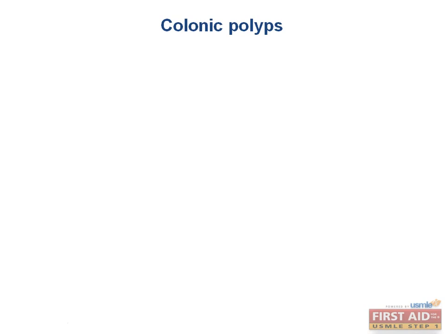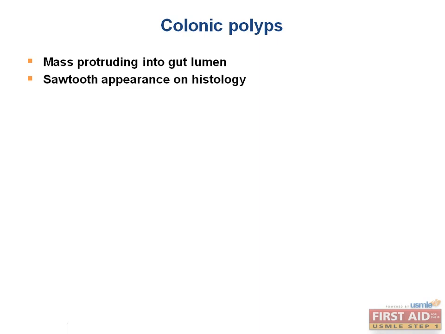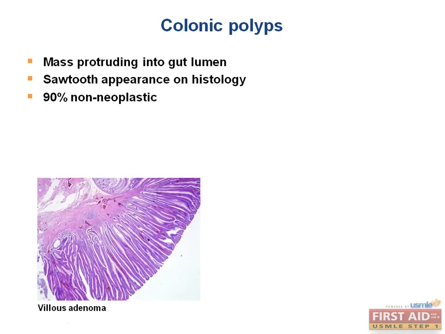Now that we've covered some of the other intestinal disorders, we'll move now to colonic polyps and then to colorectal cancer. The simple definition of a polyp is a mass that protrudes into the gut lumen. They often have a sawtooth appearance on histology, and 90% of polyps are actually non-neoplastic, but when found on colonoscopy, they are removed or biopsied to be certain. They are more common in the rectosigmoid area.